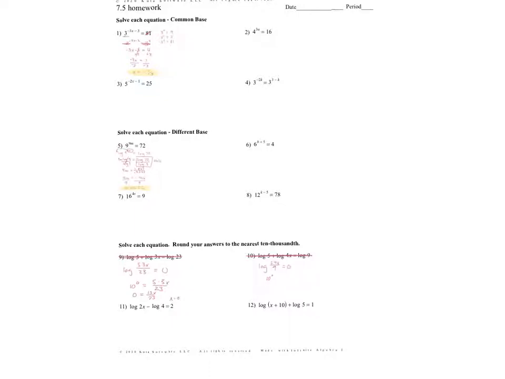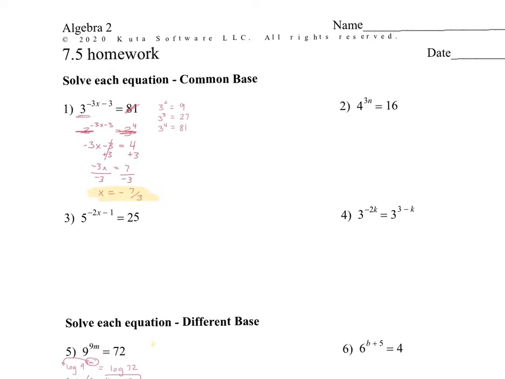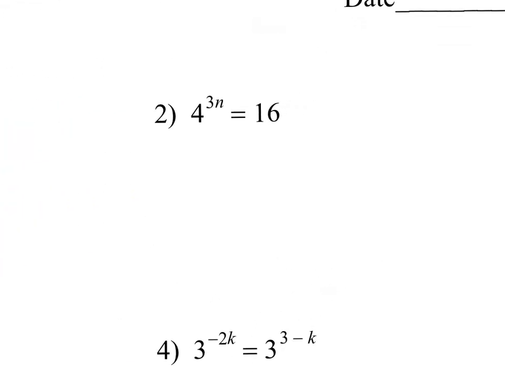Alright, so we did number 1 together in class. So I'm going to go ahead and start with number 2. For the first 4, we said that these have common bases. So our goal is to get 16 to have the base of 4.